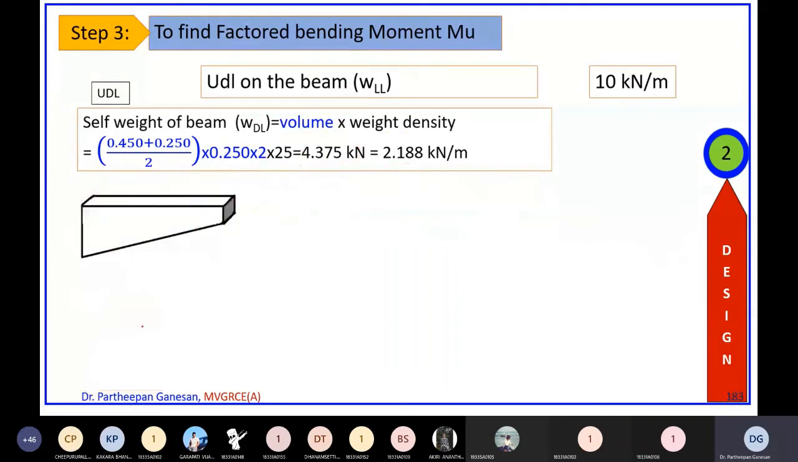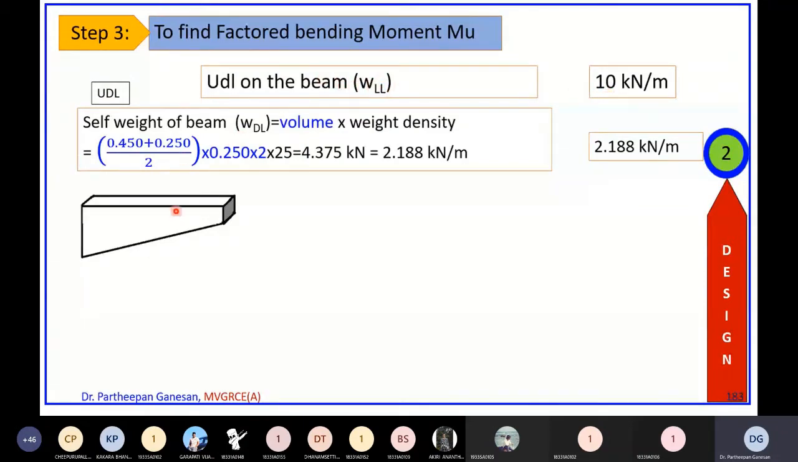So now I found 2.188 kilonewton per meter. Remember, these both are UDL. This also is a UDL. This is a live load. Whatever was given in the problem directly is a live load. I am repeating it again and again: please remember, the external applied load is a live load, that is 10 kilonewton per meter.